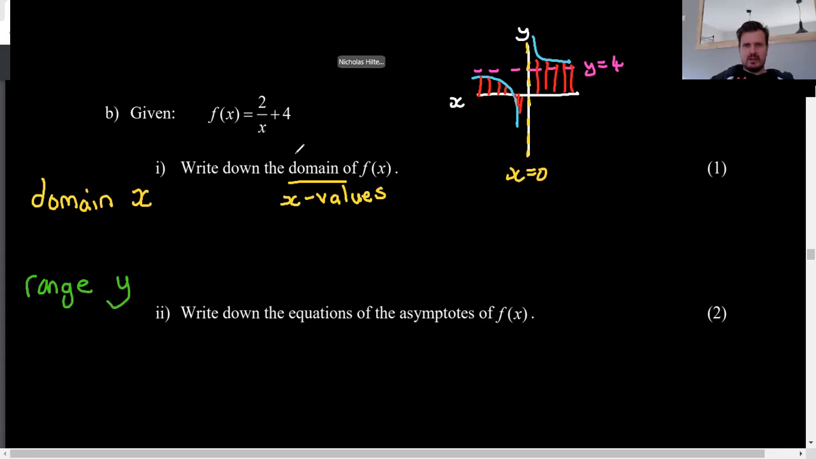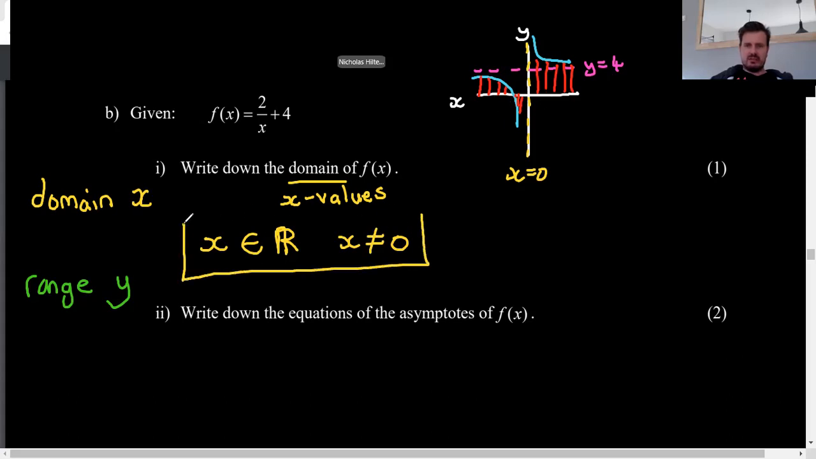So whenever you do a hyperbola, your domain is always x is an element of real numbers, but x does not equal 0. So basically what this means is anything but 0.